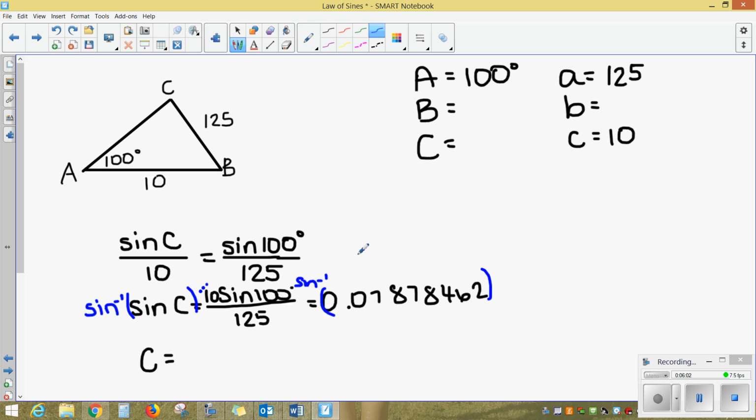So in my calculator, if I'm smart enough to use this old relic that I found at home, it looks like the inverse sine of that decimal value is 4.518709 and so on. So to 2 decimal places, it looks like 4.52 degrees.